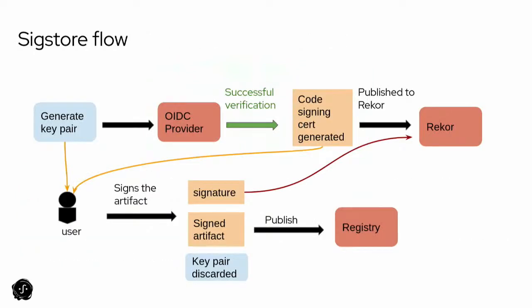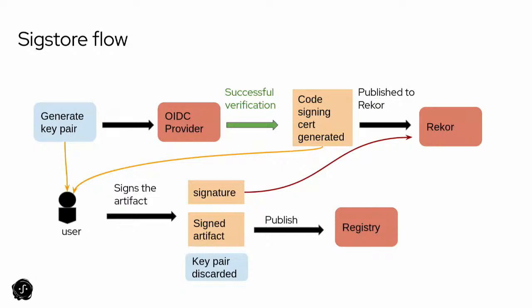This slide tells you how all of these 3 components work together. This is one way in which you can do this. You can use Sigstore tools in different ways. In this slide, you generate a short-lived key pair, and then you authenticate using an open identity provider like Google or GitHub. And if you successfully verify, it provides you with a code signing certificate, which is then published to the transparency log, which is Rekor.